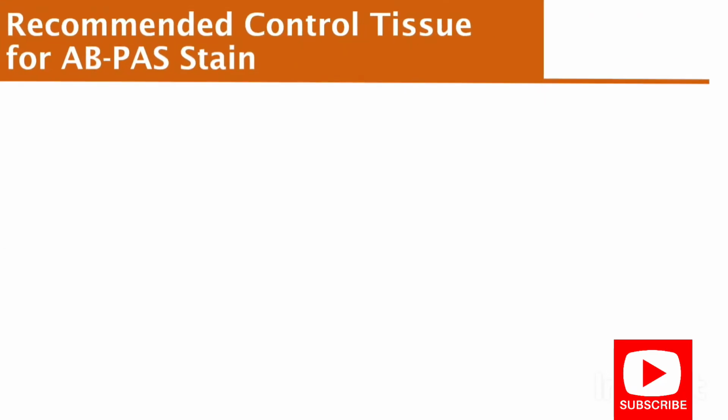Now, let us look at the recommendation of the control tissue. In these ABPAS control samples, the sample we recommend is one that will contain these two things that can be used to differentiate. Number one is small intestine. So small intestine can be used. Why do we need to use small intestine?